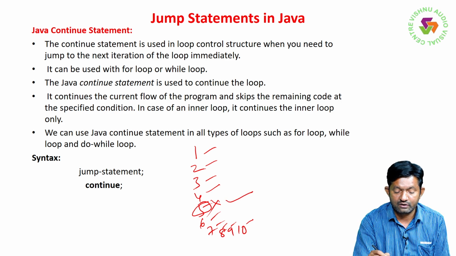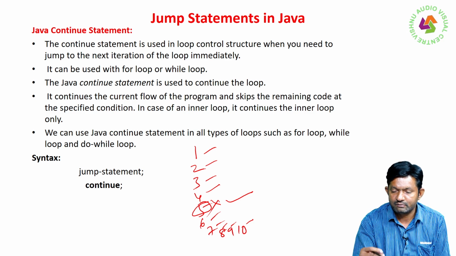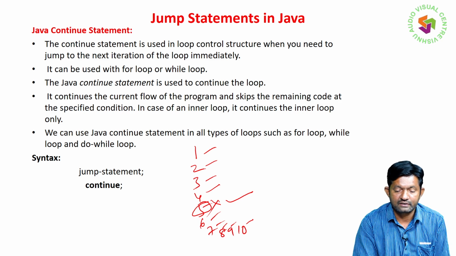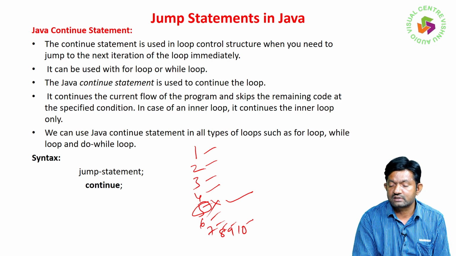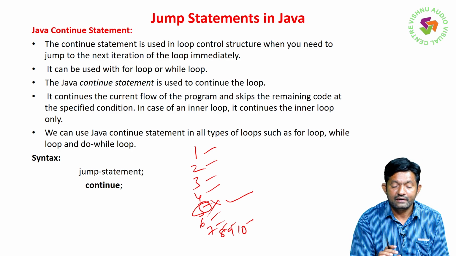For that case, we have to use continue. The student is detained, class will be continued. The student is detained, exams will be continued. Like that, the continue statement. The continue statement is used in a loop control structure when you need to jump to the next iteration of the loop immediately.